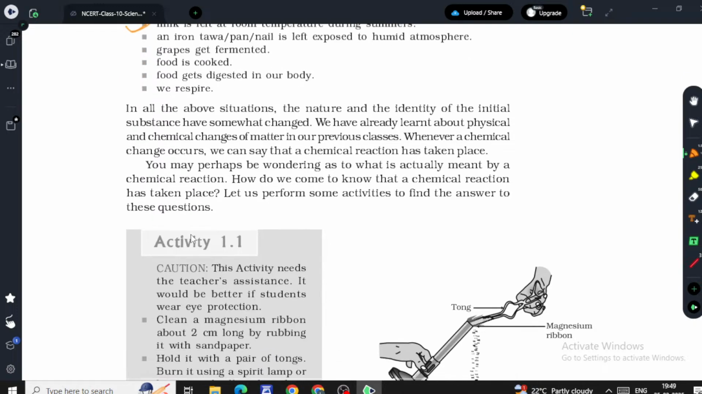Now, in the next para: in all the above situations the nature and the identity of the initial substances have somewhat changed. We have already learned about the physical and chemical changes of matter in our previous classes. Okay, physical and chemical changes. Whenever a chemical change occurs, we can say that a chemical reaction has taken place.